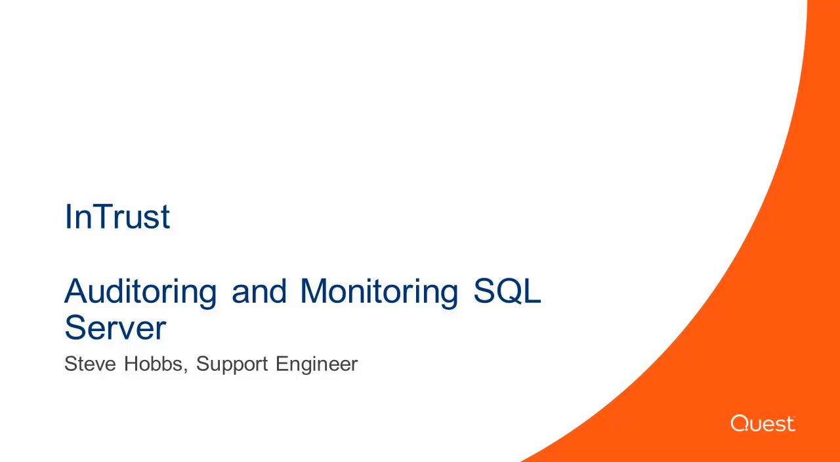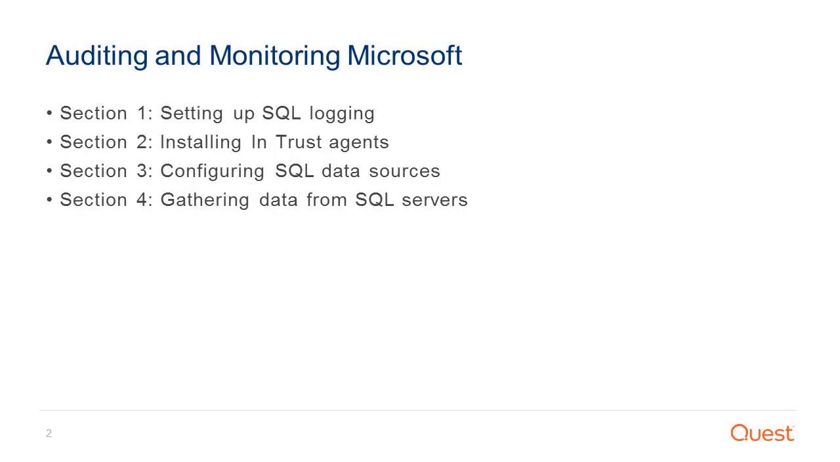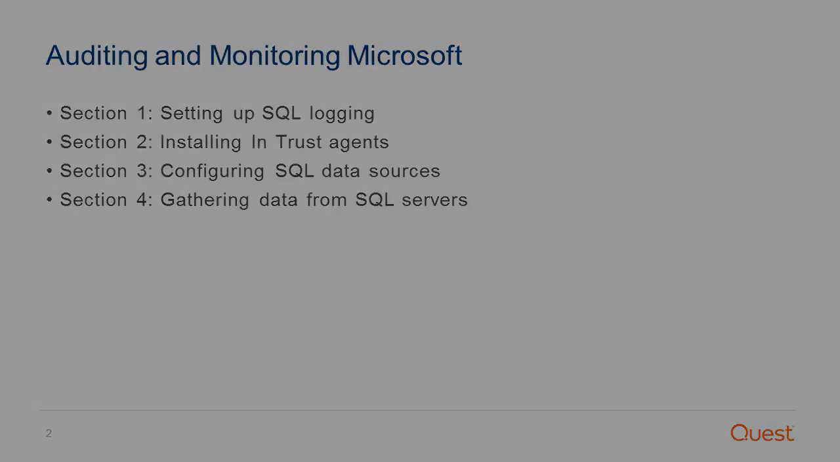Today I'll be showing you how to use Entrust 10.6 to audit Microsoft SQL Server. Before we begin, please refer to the Entrust documentation available at quest.com/Entrust or the documentation folder on your install media. Section 1 will look at how to enable C2 and error logging on Microsoft SQL Server 2008. After that, we'll show you how to install Entrust agents on your SQL servers, followed by configuring the Entrust server to allow SQL events to be gathered. Finally, we'll show how to configure Entrust to gather from the configured SQL data sources.